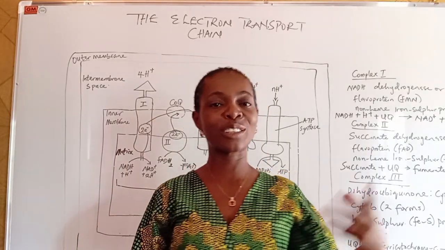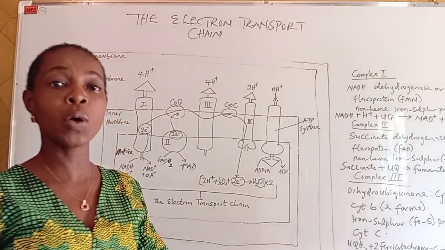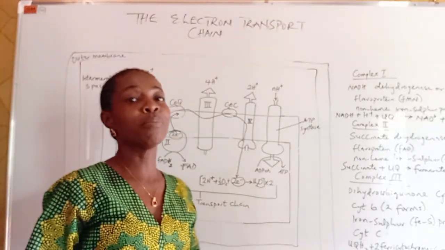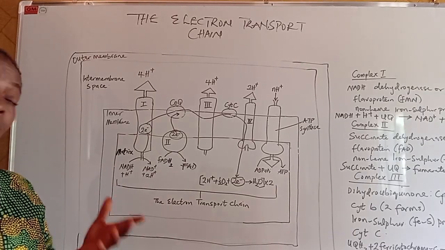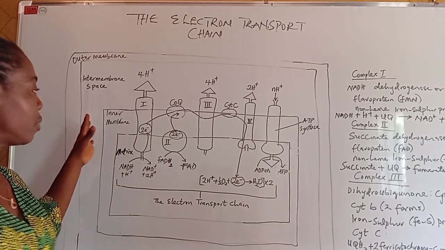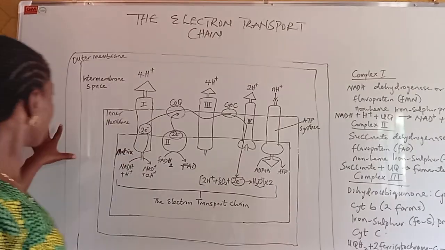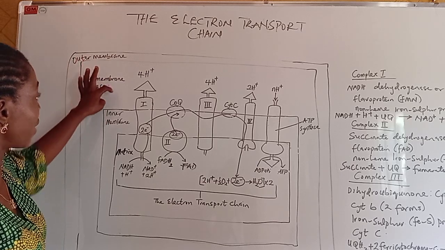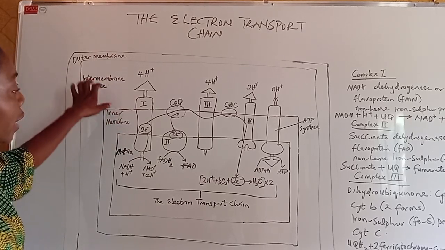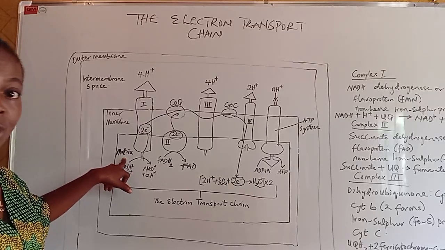Today we should be looking at the electron transport chain, which we also call the respiratory chain, that occurs in the inner membrane of the mitochondria. The electron transport chain consists of 4 protein complexes, which we call complex 1, 2, 3, 4. From this diagram, you can see the outer membrane, the inner membrane of the mitochondria, and the space in between these two membranes, which we call the intermembrane space. And right there inside, we have our matrix.